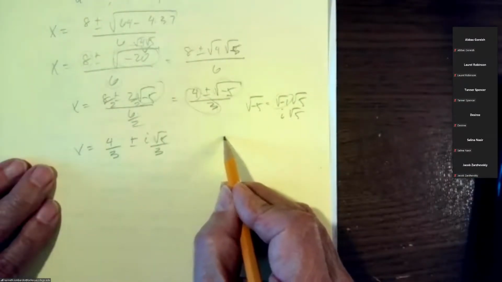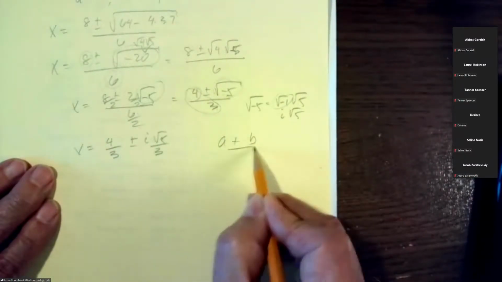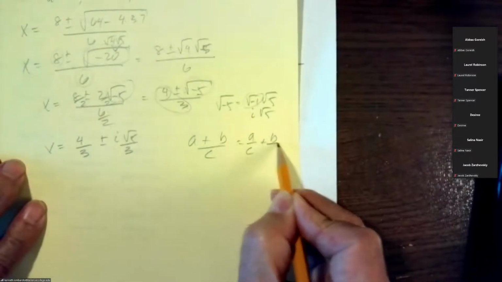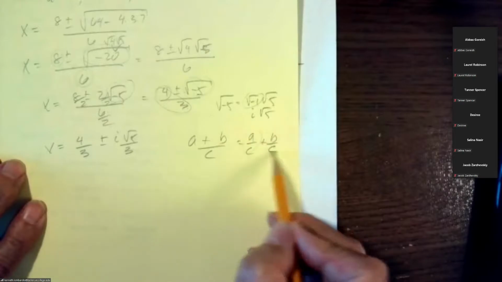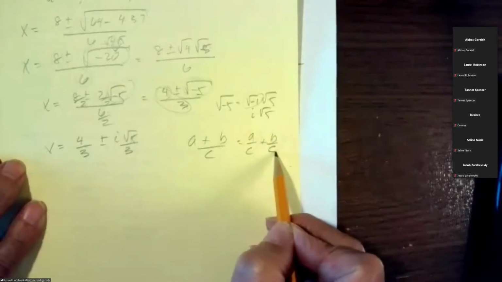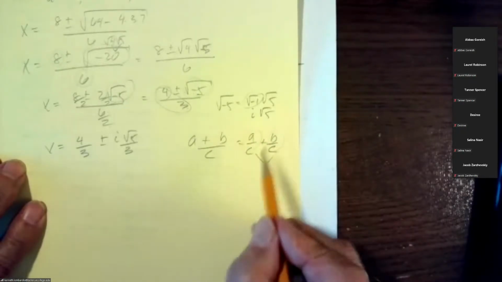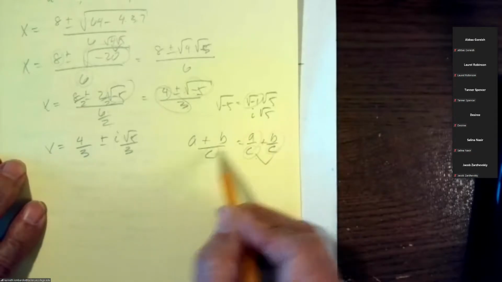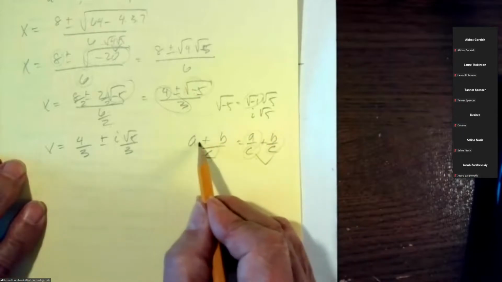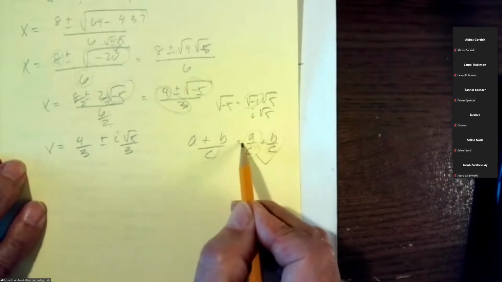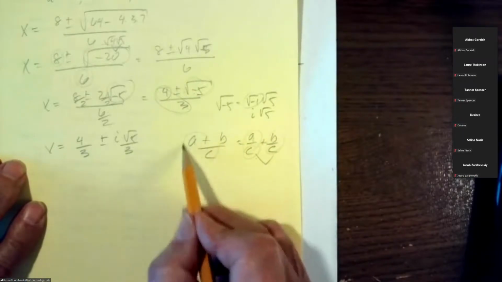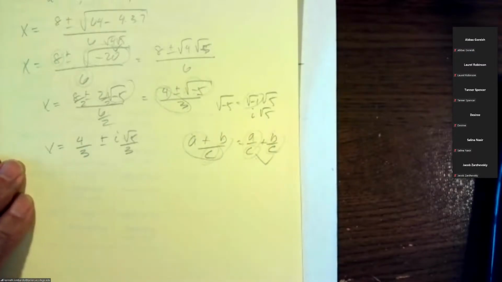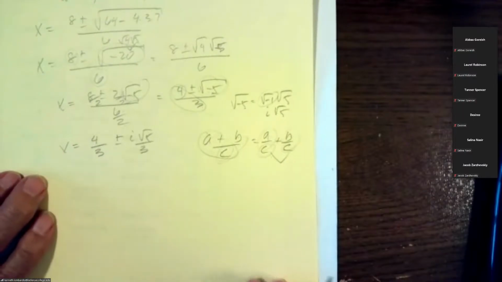This looks like a plus b over c, which looks like a over c plus b over c. If we were given two fractions like this and asked to combine them, we would say we need a common denominator. Well, we have it at c. So if we have a common denominator, we just add the numerators, a plus b. So we just went the other direction, just took a over c and b over c. Okay, makes sense? Yeah, thank you.